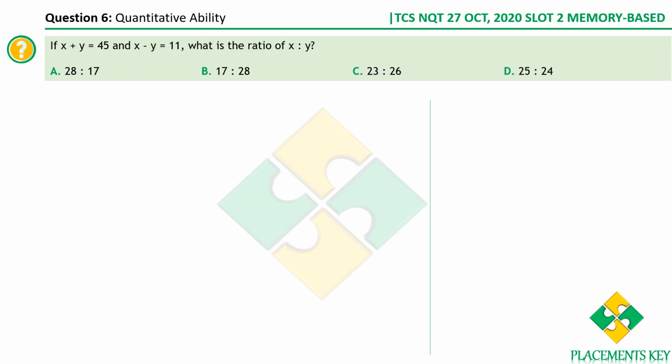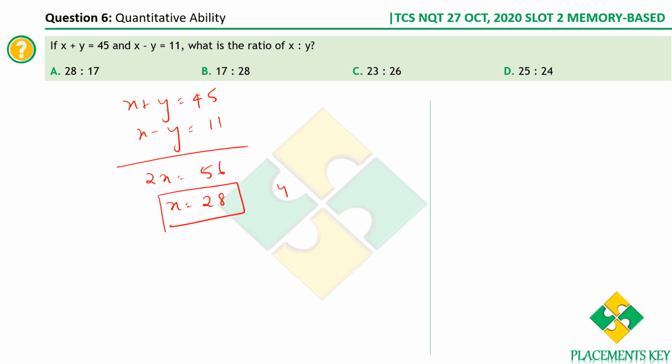Okay, this is a very simple question. x plus y is equal to 45 and x minus y is equal to 11. So solve for x. We get 2x is equal to 56, so x is equal to 28. If x is equal to 28, what is the value of y? We can substitute in any equation. You get the value of y as 17. We are supposed to find the ratio of x and y, which is 28 is to 17. The required ratio is 28 is to 17, which is option A.